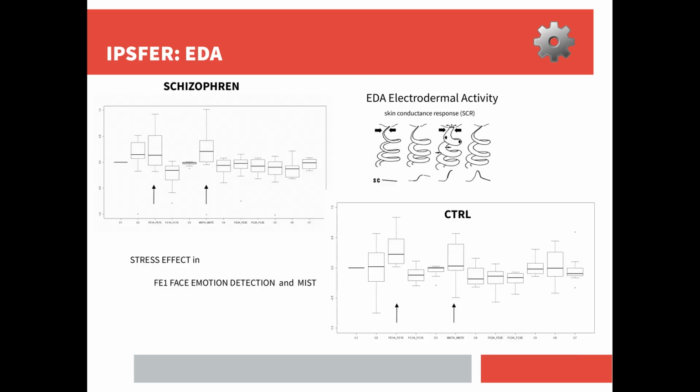Examining stress effects in FE one-face emotion detection and MIST, we focus on electrodermal activity, EDA, in schizophrenic and control groups. Skin conductance response, SCR, is crucial for understanding emotional processing. IPSFER measures EDA, providing insights into physiological responses under stress, highlighting differences between schizophrenic and control participants.